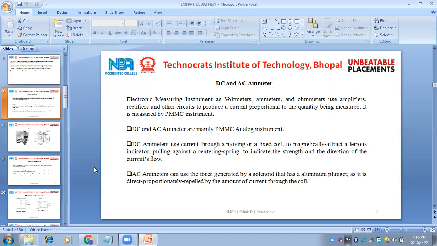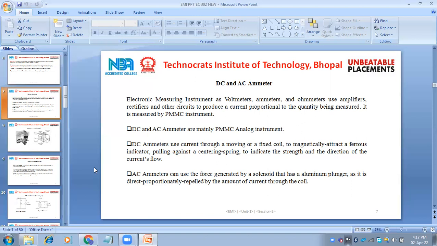How can we measure it? We use a measuring instrument called an ammeter. These are basically electronic measuring instruments. They can be constructed with the help of analog circuits as well as digital circuits. If we are using a moving coil for the designing of the instrument, such an instrument is called an analog measuring instrument. We can design DC and AC ammeters mainly by using a moving coil and a permanent magnet.